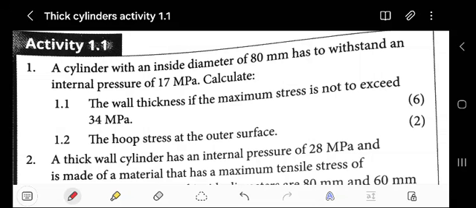Today we'll be dealing with this activity 1.1. I've taken this activity from your textbook, right?